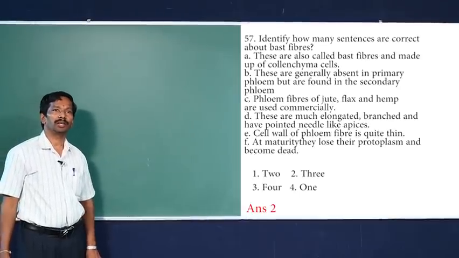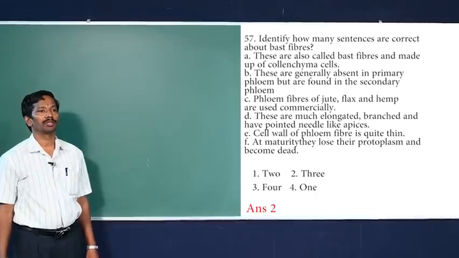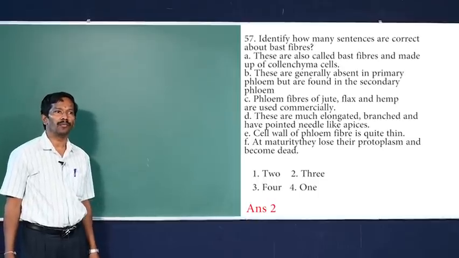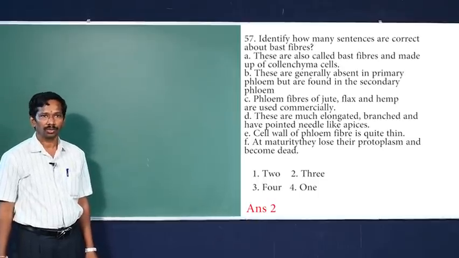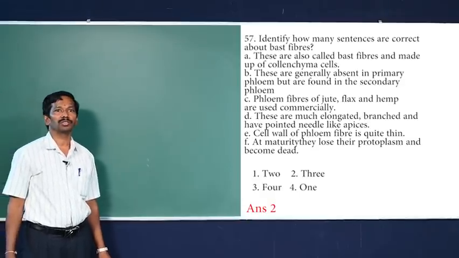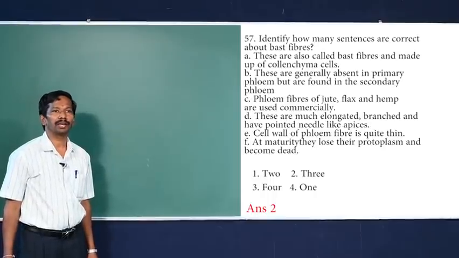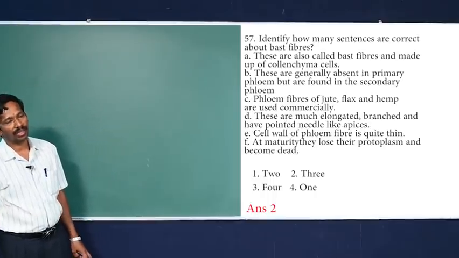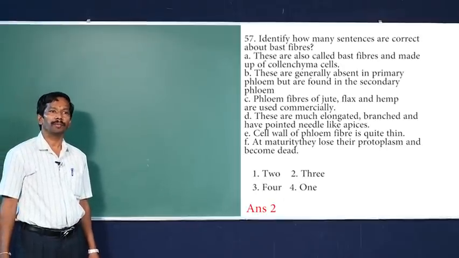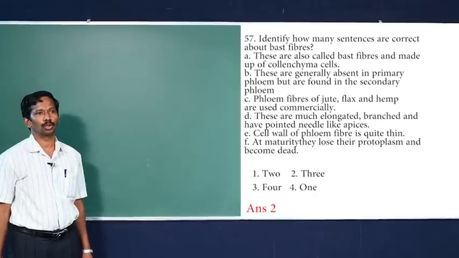57. How many statements are correct about bast fibers? Textbook statements are given. Statement number 1, these are also called bast fibers and made up of chlorenchyma cells. It is wrong, because it should be sclerenchyma fibers. Second statement is, these are generally absent in primary phloem but are found in secondary phloem. Yes, it is a correct statement. So B is correct. Phloem fibers of jute, flax, hemp are used commercially. Yes, it is also true.